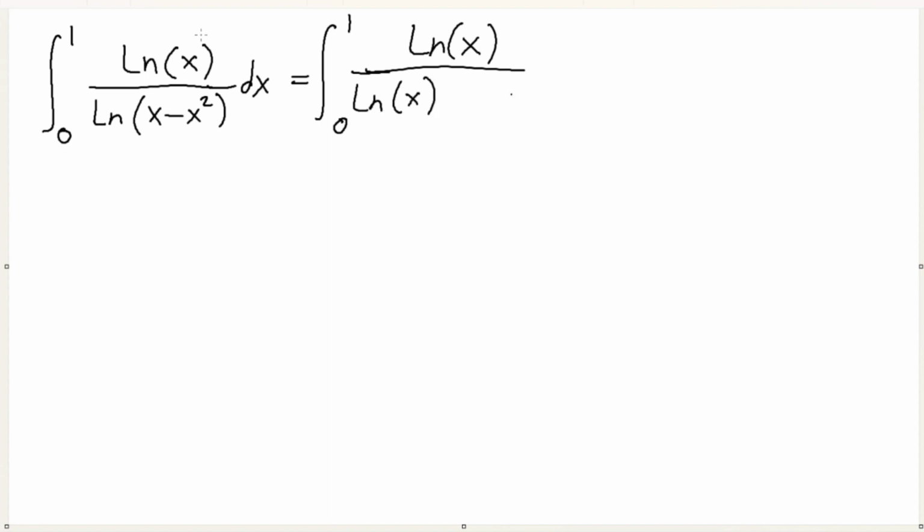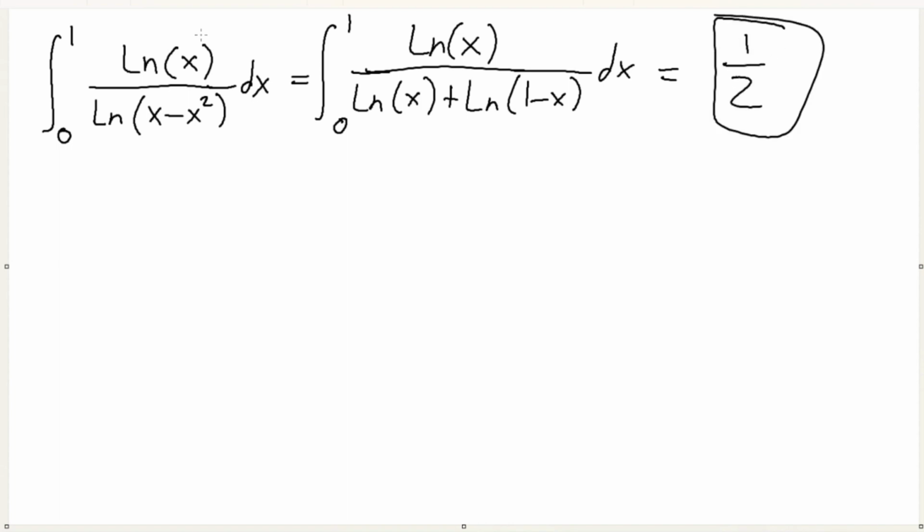ln x plus ln of 1 minus x. Okay. So what now? Is this King's rule? Yes, it is. This is indeed King's rule, right? You just let u equal 1 minus x, and it reflects. And so, of course, this is just going to equal 1 minus 0 over 2. This gives us a half. And we're done.